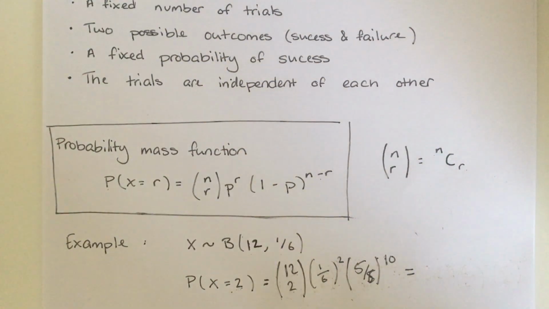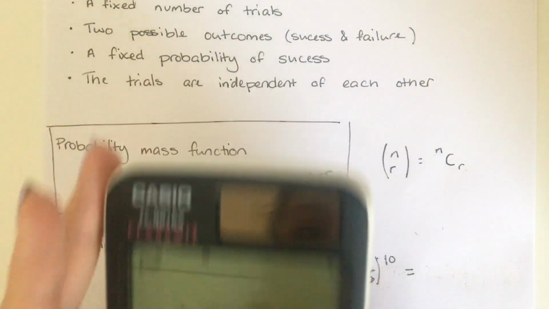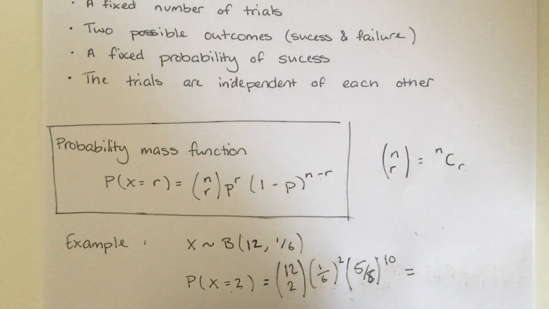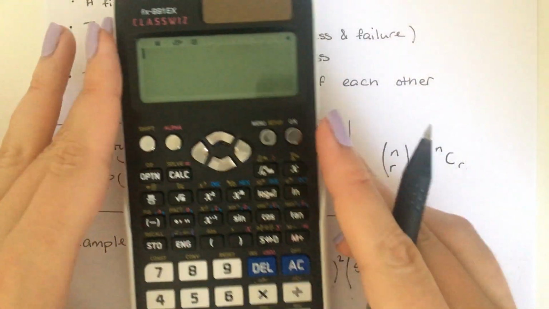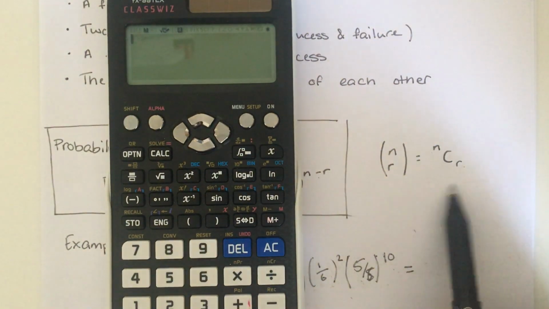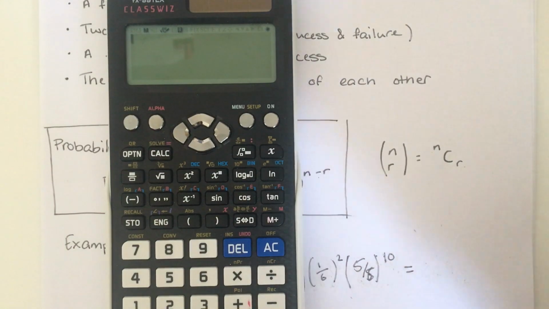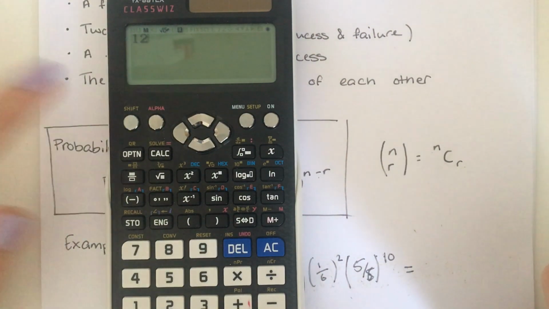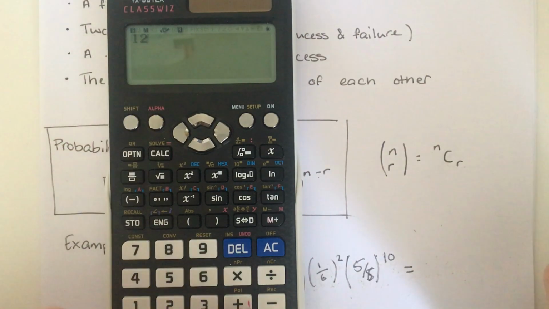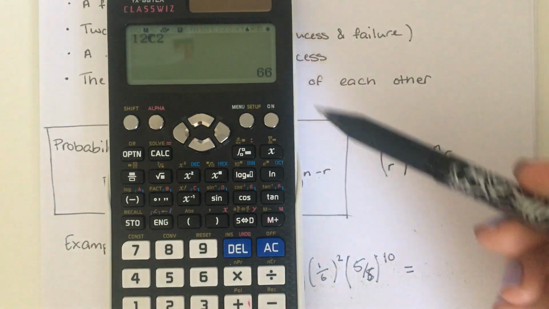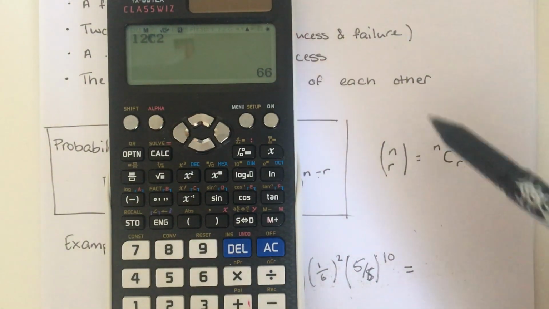And then I can use my calculator to work this out. So we're looking for this button here, my combinations button, which is above my divide. And then I want to know my n value is 12. I'm going to press shift, combination 2. So that's 66. So there are 66 ways for me to choose 2 objects out of 12.